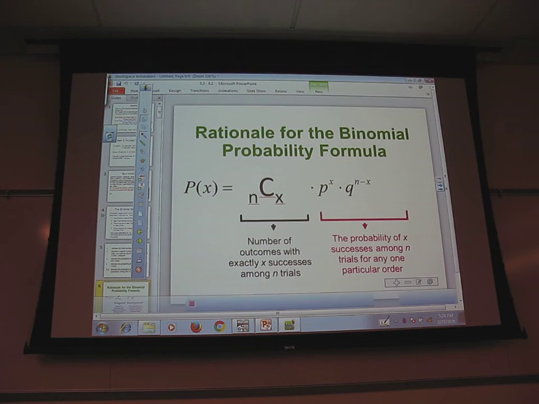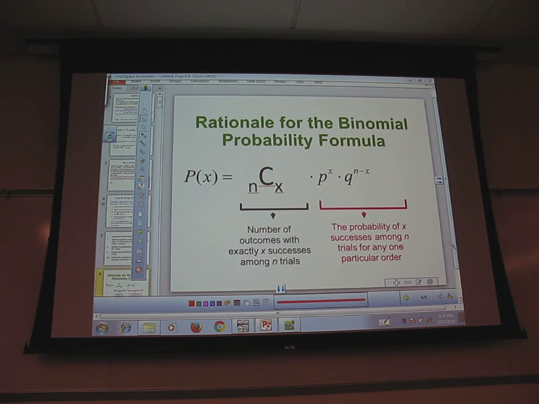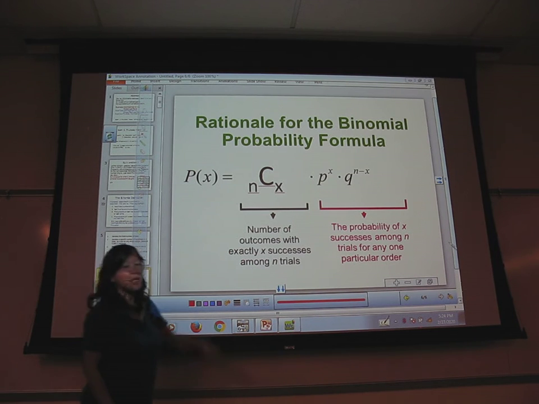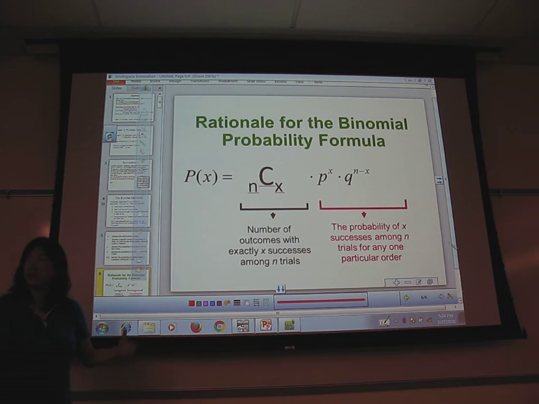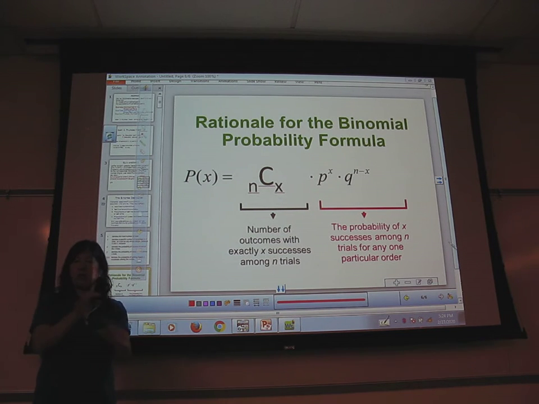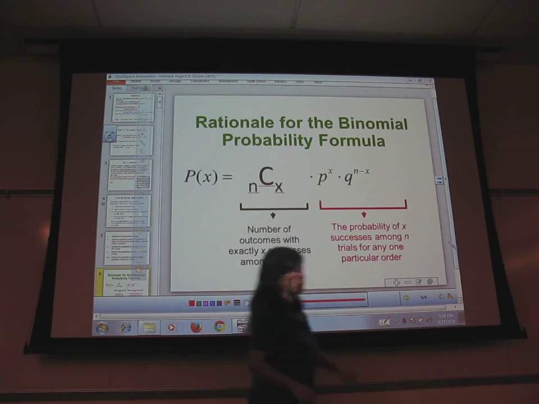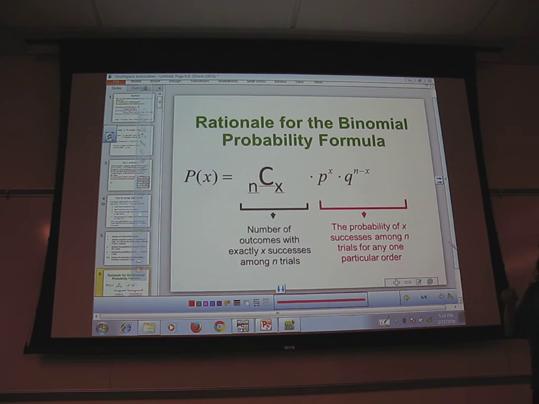Okay, here's the rationale. This is it. The probability of getting x successes out of n trials is nCx. In other words, you have n items, and you are choosing x of them to be a success. That tells you how many different combinations you can pick to randomly assign people to be a success or a failure and still have x successes out of these n things that you're picking. In the tree example, it was how many branches would end up with x successes.